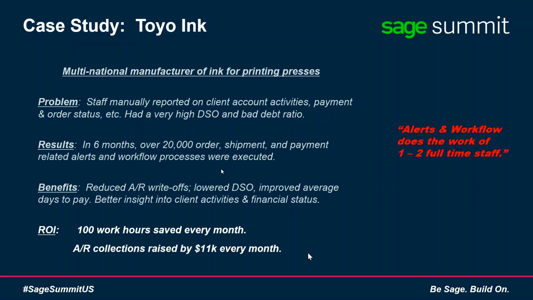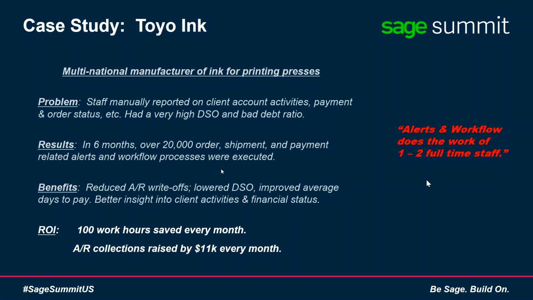They gave us their ROI statistics and a quote. They were able to quantify a savings of over 100 staff work hours every month and an increase in their monthly AR collections by just over $11,000. And with that, they gave us the quote that you see in red on the right-hand side of this slide: Alerts and Workflow does the work of 1 to 2 full-time staff members.